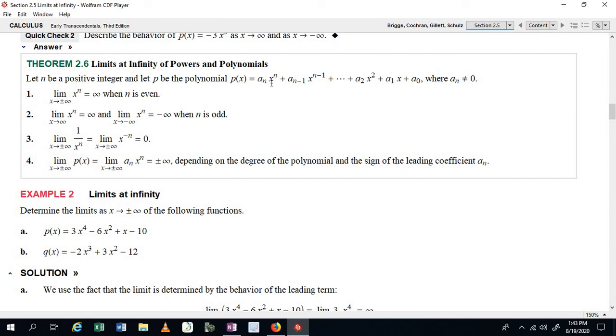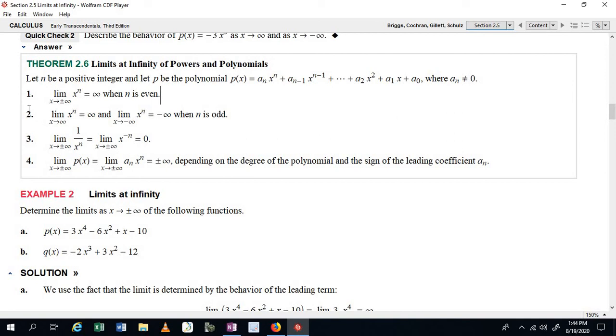Now, in front of x to the n power, the coefficient is labeled as a sub n. The coefficient in front of x to the n minus 1 is labeled as a sub n minus 1. Until you get to the last few terms of this polynomial, and you can see that the coefficient in front of x squared is labeled as a sub 2. The coefficient in front of x raised to the first power is a sub 1. And then the constant term is being labeled as a sub 0. So this is just a general way of writing a polynomial of degree n.